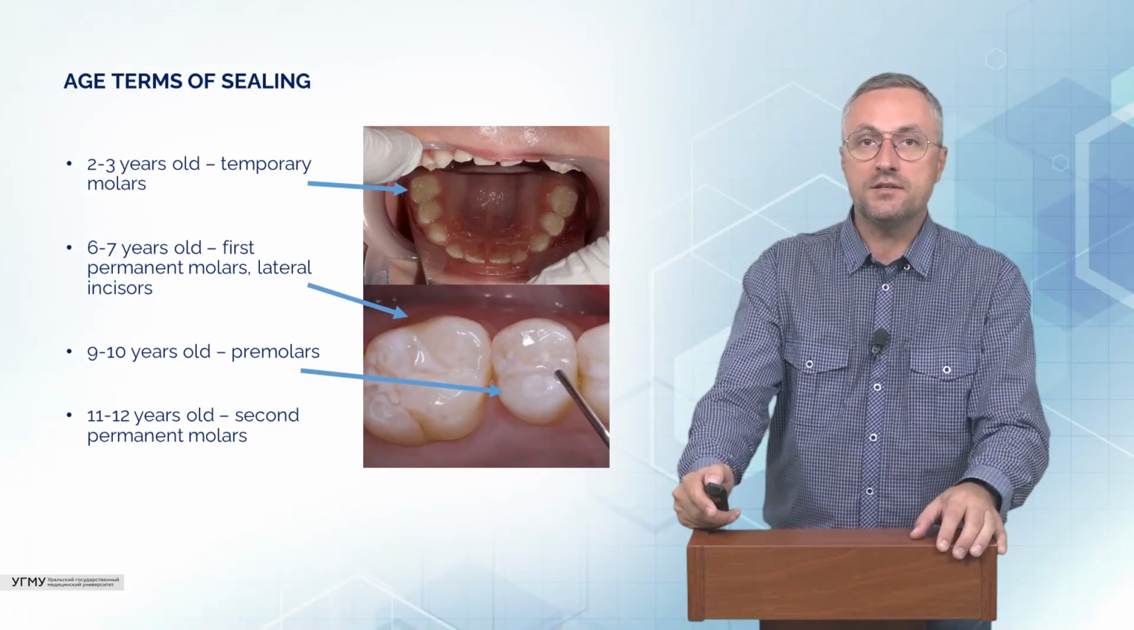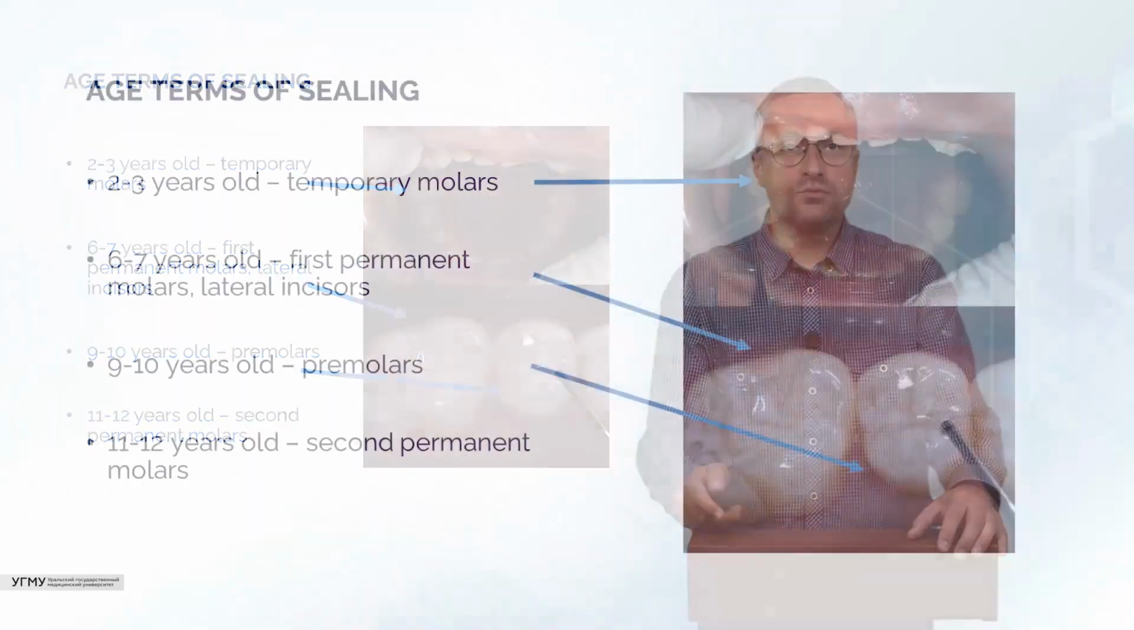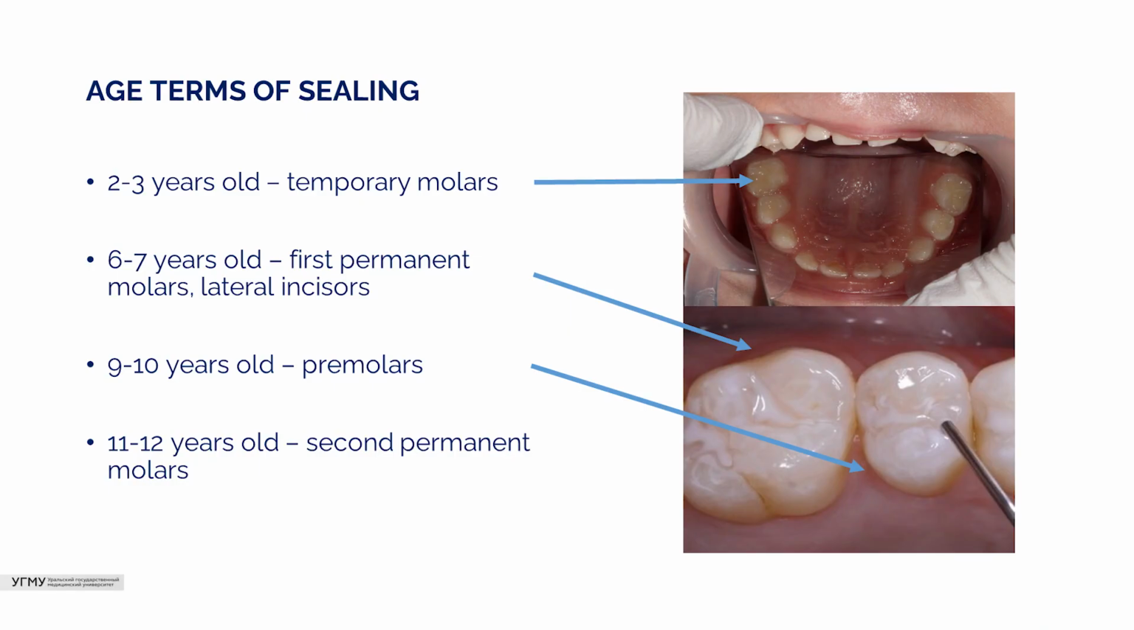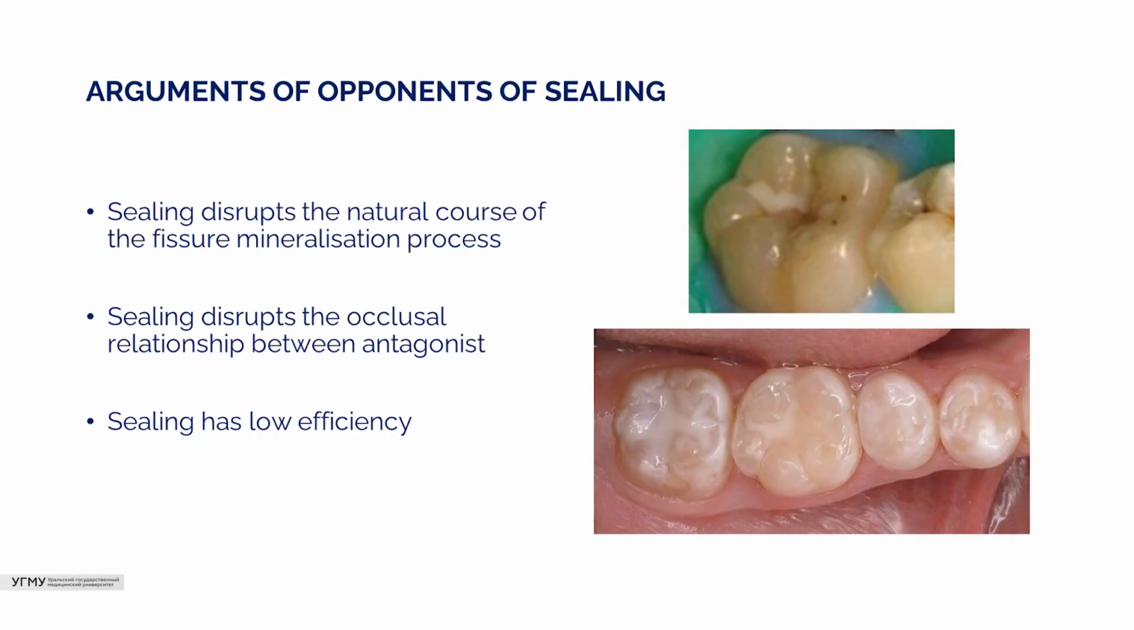At what age are different teeth usually sealed? 2–3 years old, temporary molars. 6–7 years old, first permanent molars, lateral incisors. 9–10 years old, premolars. And 11 and 12 years old, second permanent molars. This method of prevention has its supporters and opponents.